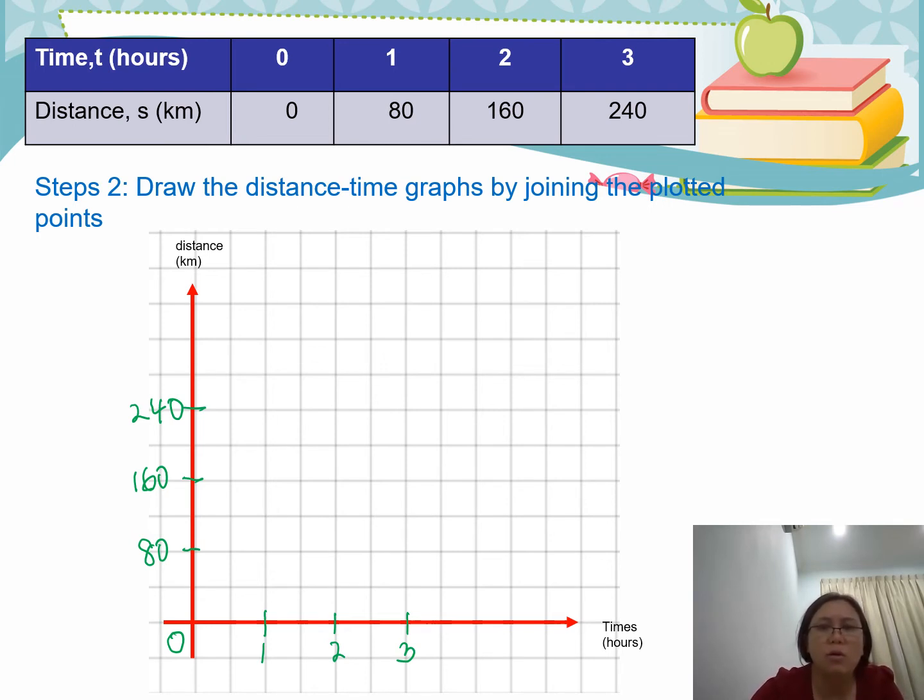Second, you have to plot all your points on your Cartesian plane. The first point is 0, 0. The second point, 1 and 80. The third point, 2 and 160. And the fourth point is 3, 240. Use the ruler to join all your points here. So this is your straight line graph.